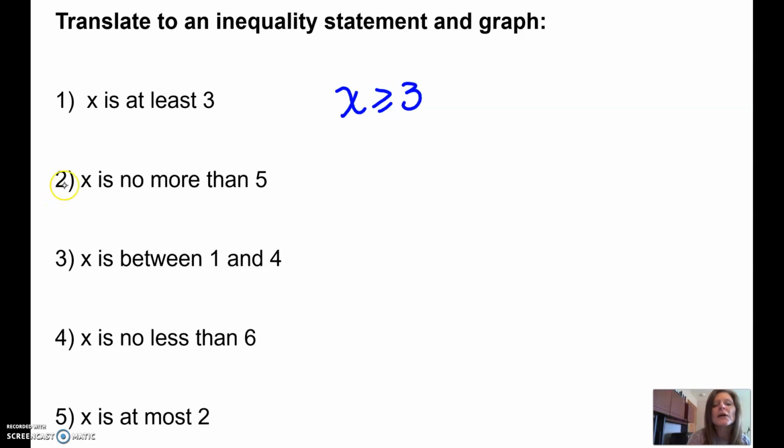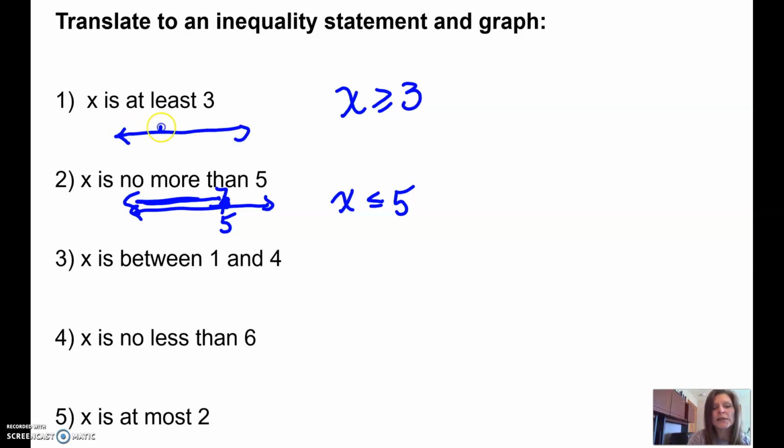Okay, let's take a look. If I have x is no more than 5, so 5 is the most I could be, so I'm thinking on my number line here, here's 5. I could be 5, and I can use my circle or I can use my bracket. Either way, I can be 5, but I'm no more, so I'm going to be to the left. So my inequality would be x is less than or equal to 5. Okay, and I forgot to graph that first one. That one would be x is at least 3. So filled circle or the bracket, and at least, so it would be going to the right.